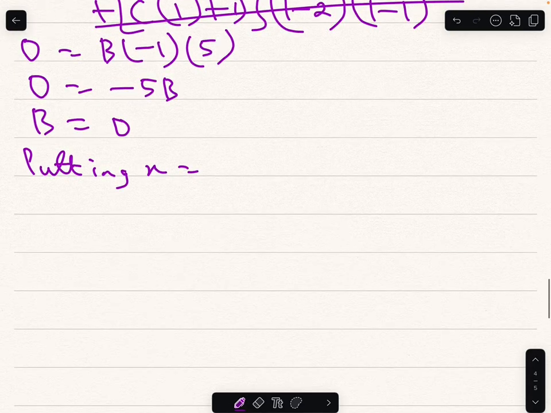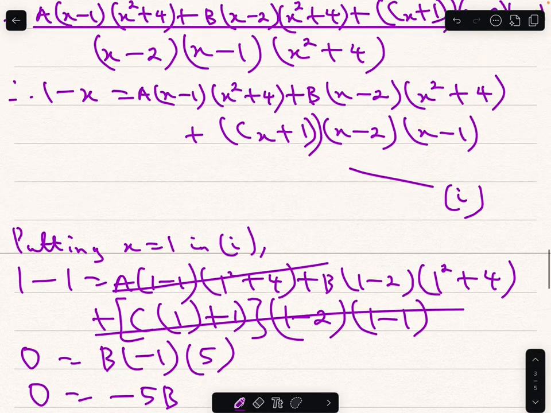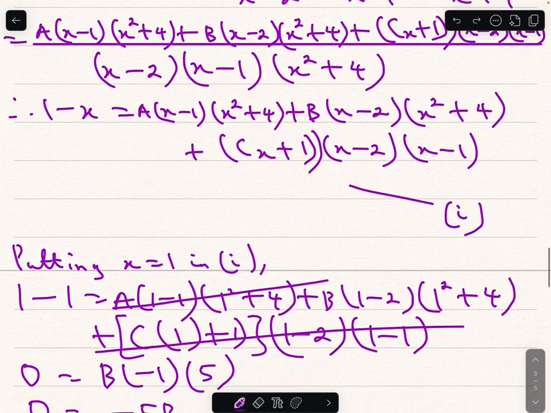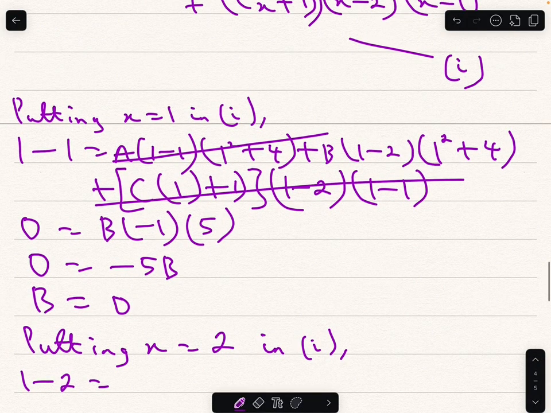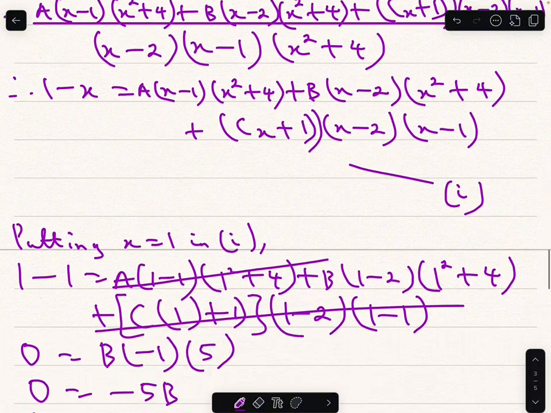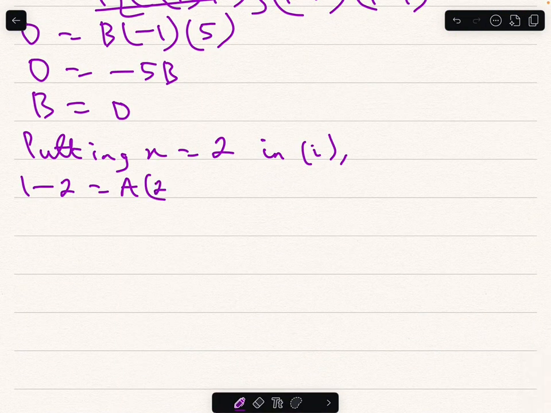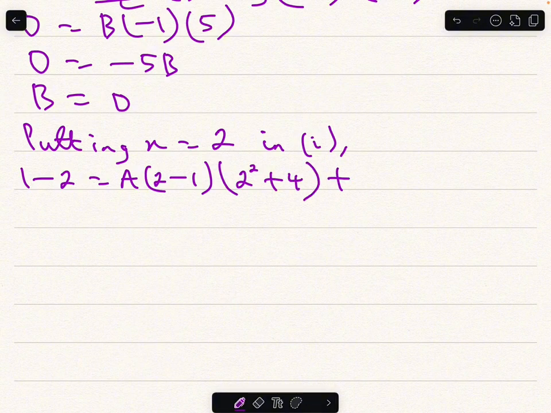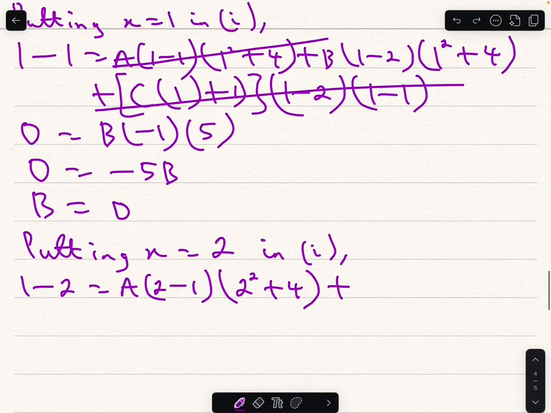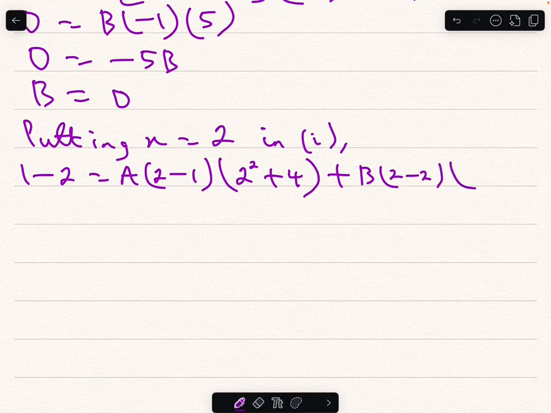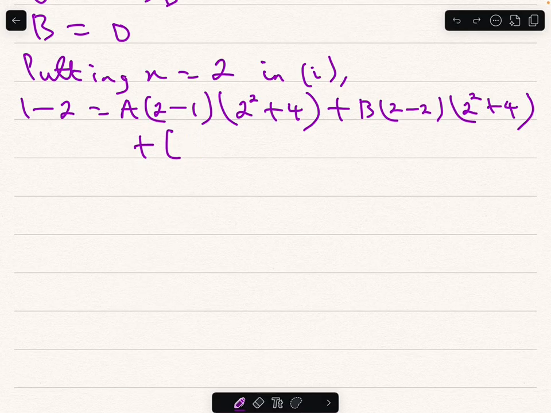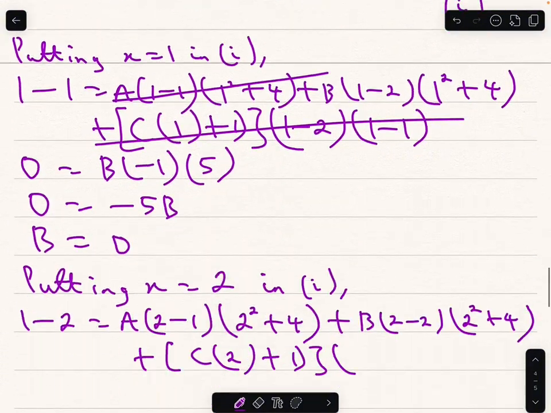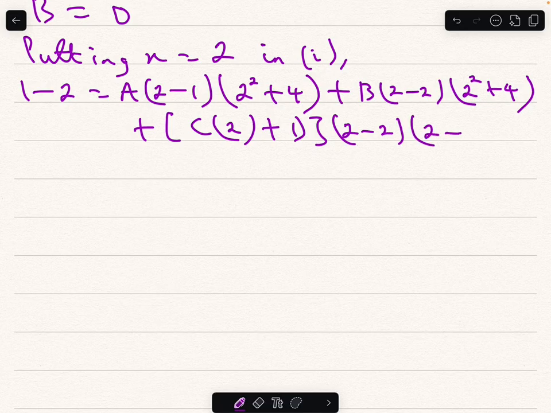putting x equals 2 in 1. If I put x equals 2 in equation 1, what do I have? 1 minus 2 will be equal to a into bracket 2 minus 1 into bracket x squared plus 4, that means 2 squared plus 4, plus b into bracket 2 minus 2 times x squared, that's 2 squared plus 4, plus cx means c times 2, cx plus d times x minus 2 times x minus 1, which means 2 minus 2 times 2 minus 1.